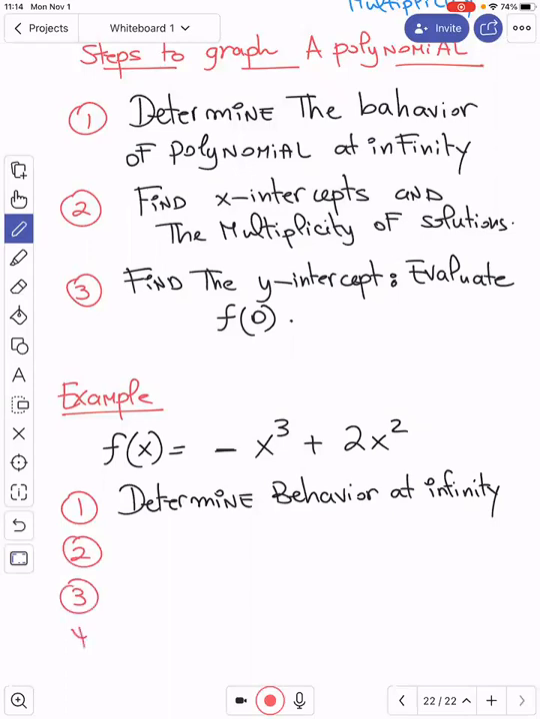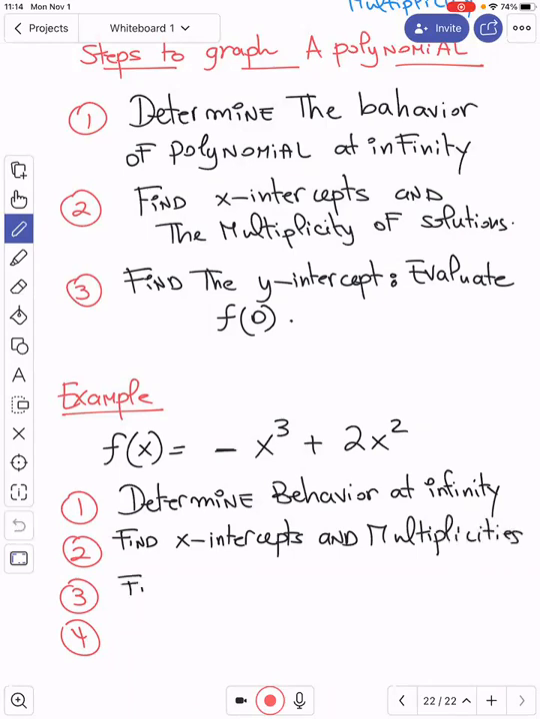Two, we need to find the x-intercept and the multiplicity of the solutions. And then we need to find the y-intercept, and then we're going to graph f.